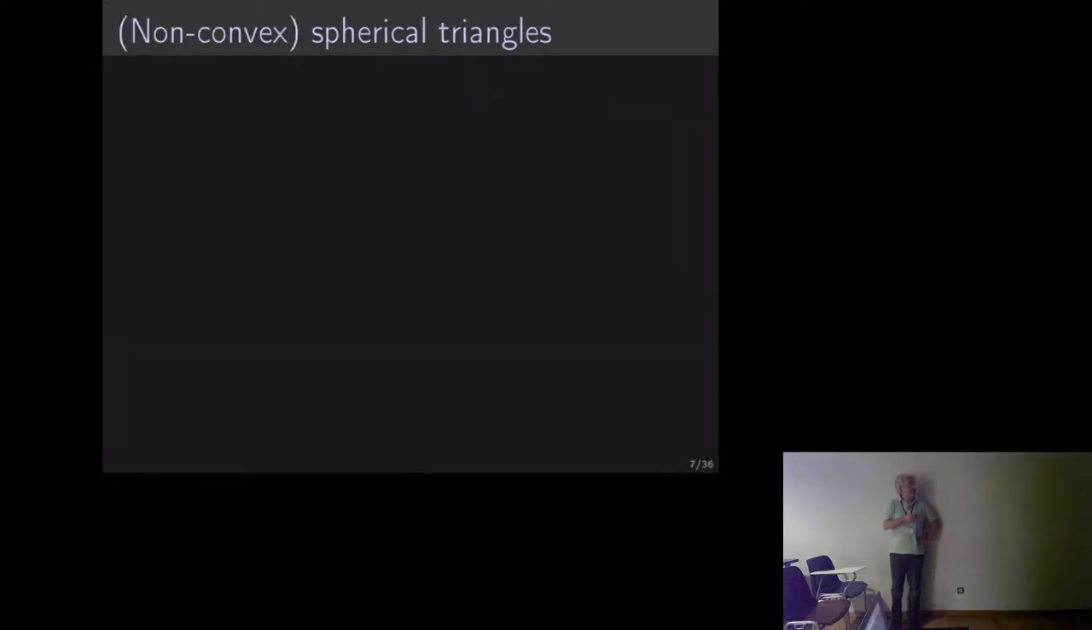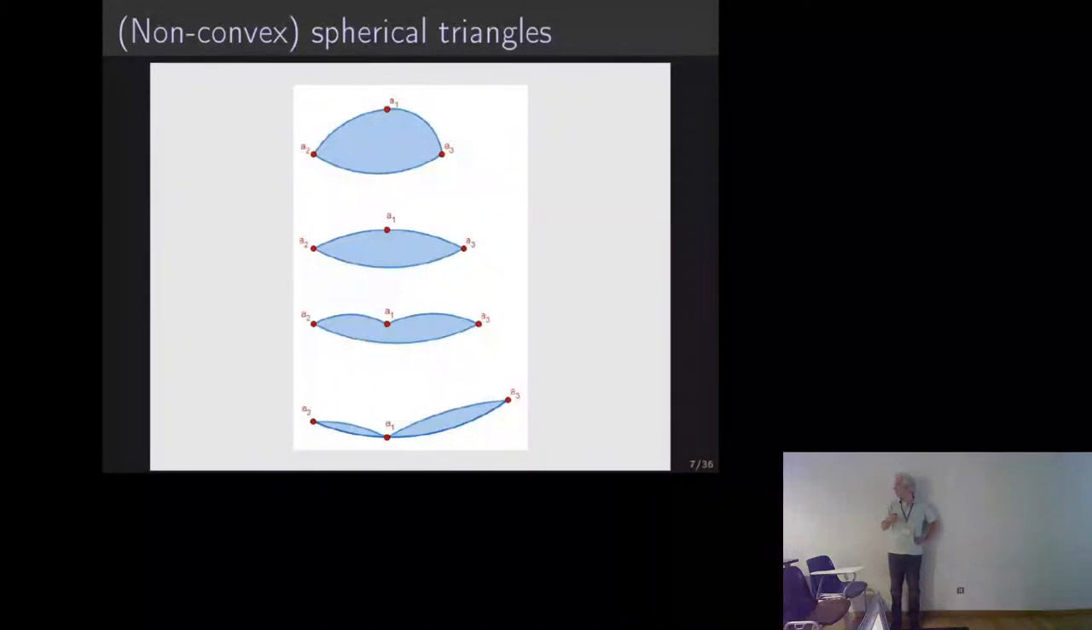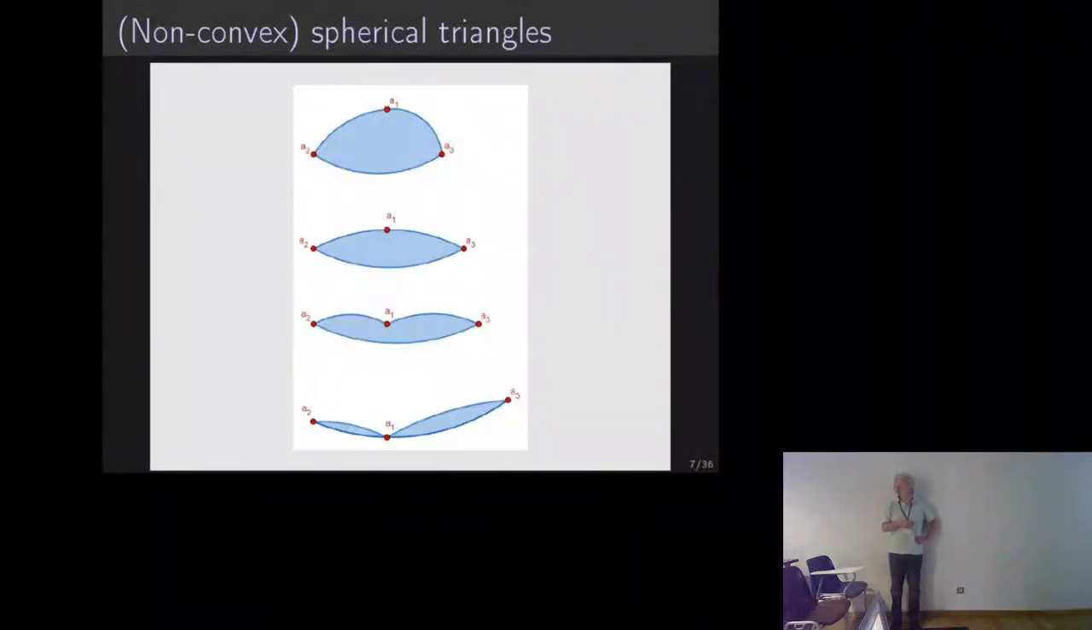What can go wrong in the non-convex case? For example, a typical degeneration which is not present in the flat or the hyperbolic world is the following. Start with a triangle and start moving the angles. Say you see that the angle here is getting bigger than pi. And what can happen at a certain point is that this point crashes onto the opposite edge. And then eventually it can go further, and no triangle exists anymore.